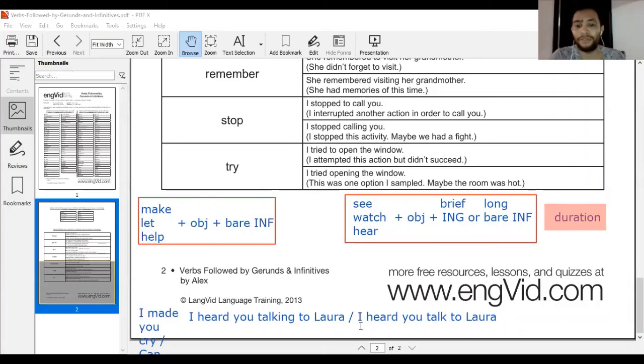Pero en este ejemplo, I heard you talk to Laura, significa que te escuché, y porque te escuché hablando con ella, me quedé ahí escuchando toda la conversación hasta que terminaron y luego me fui, right? Una situación larga. That's the difference. I heard you talking versus I heard you talk. ¿Está esto claro? Guys, is that clear?